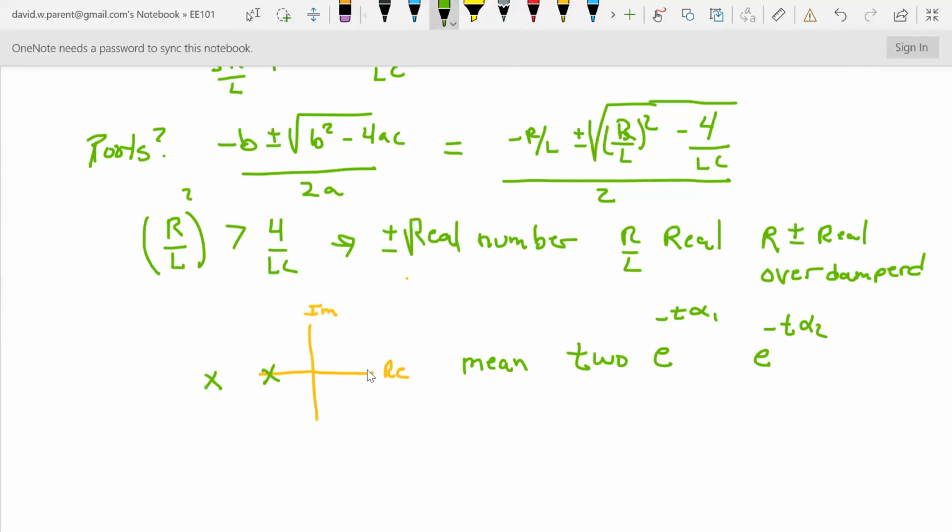And so it's almost like a first order system where you just have e to the minus t, right? Because both of these are real, that's what you're going to get.